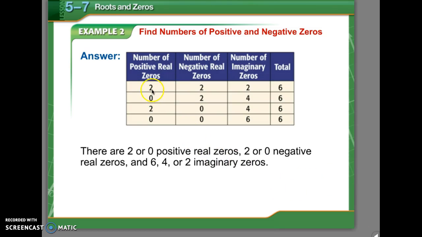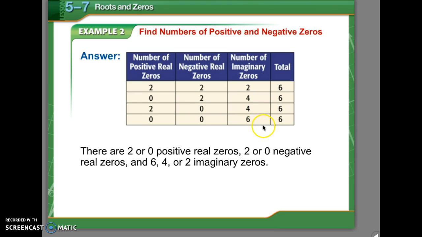So if there are 2 positive real zeros, and if there are 2 negative real zeros, then there would have to be 2 imaginary zeros to give us a total of 6. If there are no positive, but 2 negative real, there would have to be 4 imaginaries. If there were 2 positive and no negatives, there would have to be 4 imaginaries. And if there were no positives and no negatives, then there would have to be 6 imaginaries. So there's 4 possible combinations that you could have for the answers.